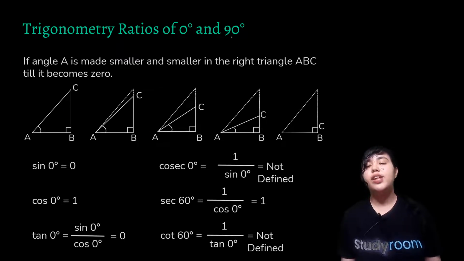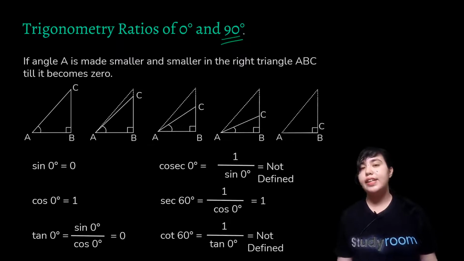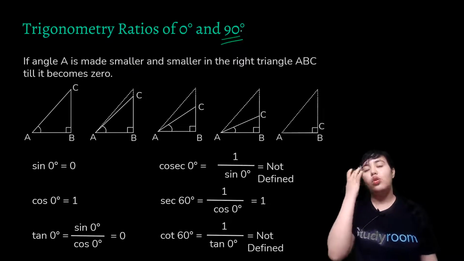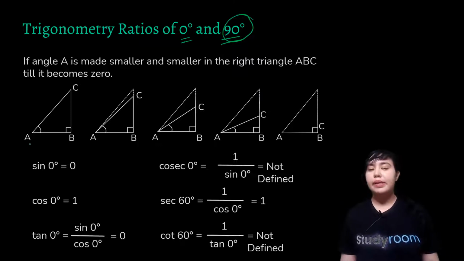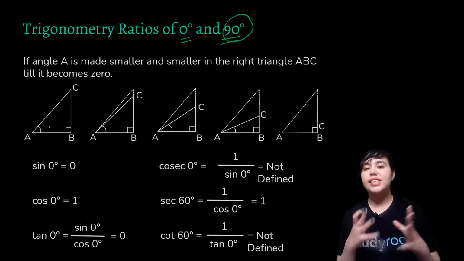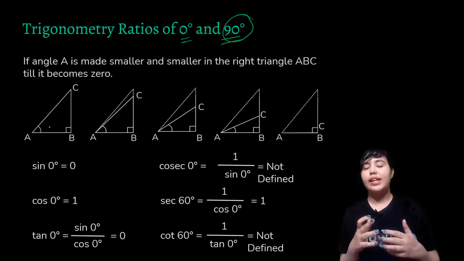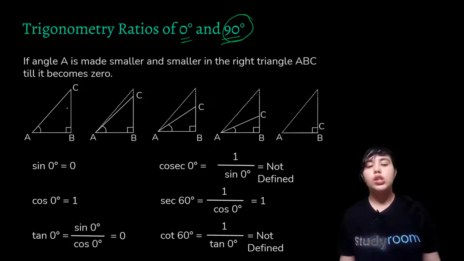So far I was telling you that we are not considering T ratios of 90 degree angle, but now I'll tell you what exactly are the T ratios for this particular angle. But let's see first of all for 0 degree. So again we are considering a right angle triangle ABC, right angled at B. Now if I want to take angle A as 0 degree, let's understand how we are getting angle A as 0 step by step. So this is my angle A.